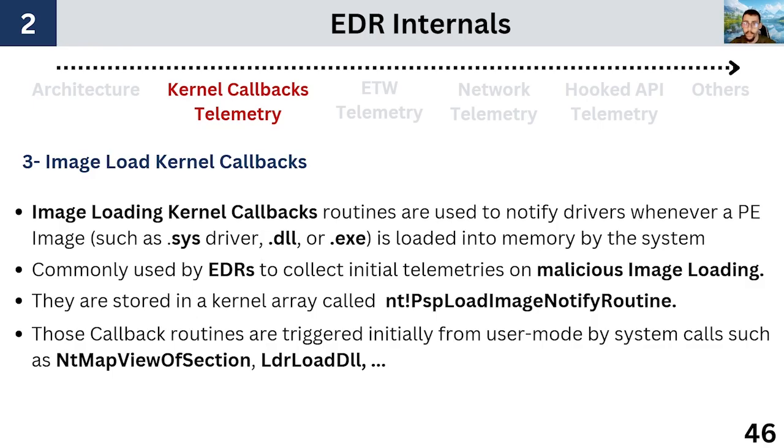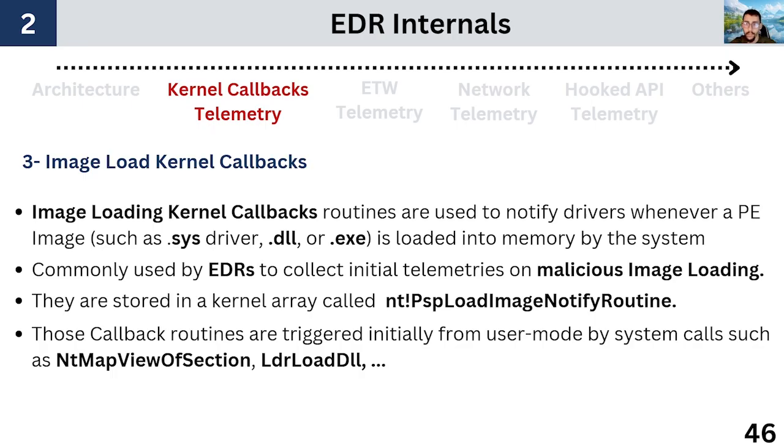These callbacks are commonly used by endpoint detection and response (EDR) solutions to detect malicious image loading techniques such as reflective DLL injection or unsigned driver loading, and capture critical metadata such as image name, process ID of the process loading the image, and base address where the image is mapped in memory. This telemetry allows EDRs to be aware of image loading events in real time and respond accordingly.